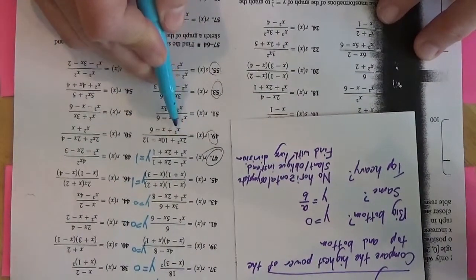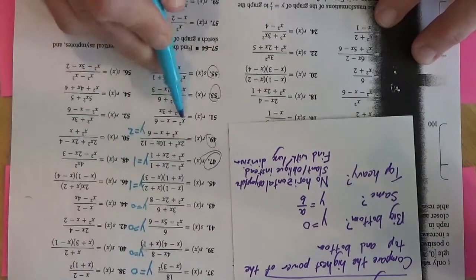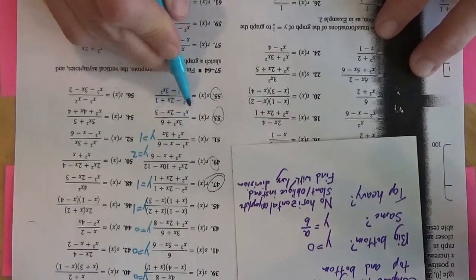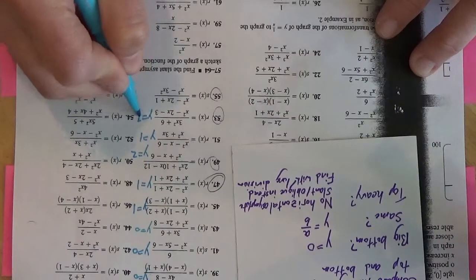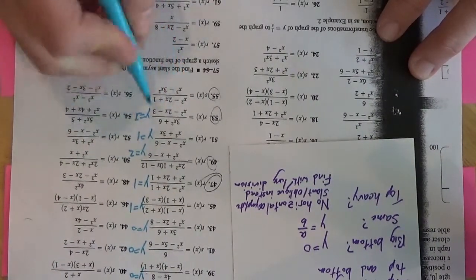X squared on the top, x squared on the bottom. Take the coefficients, 2 over 1. X squared on the top, x squared on the bottom. Take the coefficients, 1 over 1. X squared on the top, x squared on the bottom, take the coefficients, 3 over 1. X squared on the top, x cubed on the bottom, bigger bottom, y is 0.